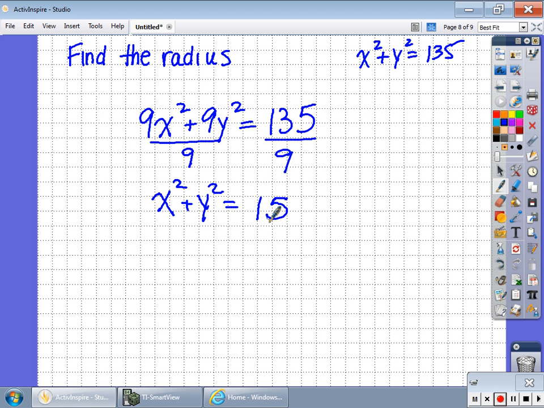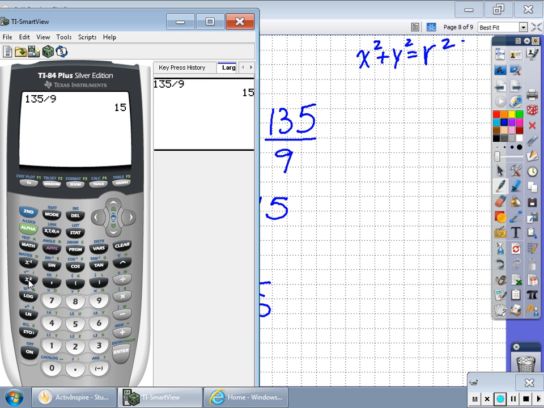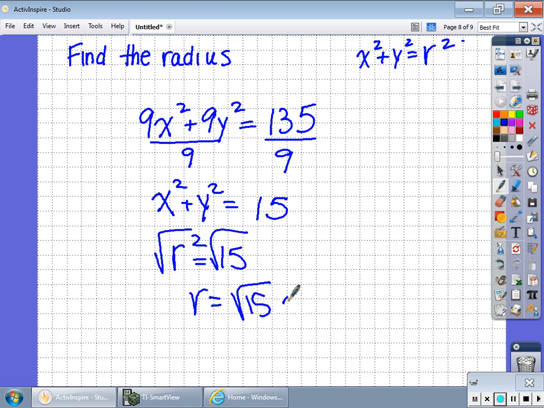And so what that means, again, is, and I shouldn't have had 135 there. That should be r squared. That means r squared is equal to 15. So if r squared is 15, then the radius, by taking the square root of each side, is the square root of 15 units long. And as a decimal, the square root of 15 is 3.87. And that's all you have to be able to do today.